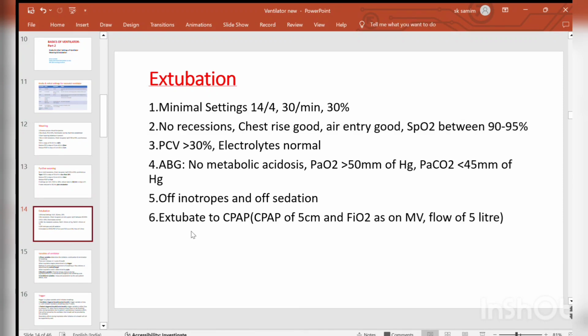And last, we can extubate to CPAP with CPAP of 5 cm, that is PEEP of 5 cm, and FiO2 as on the mechanical ventilator and flow of 5 liter.